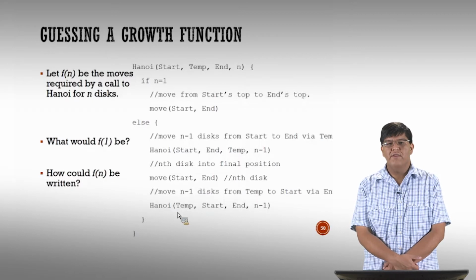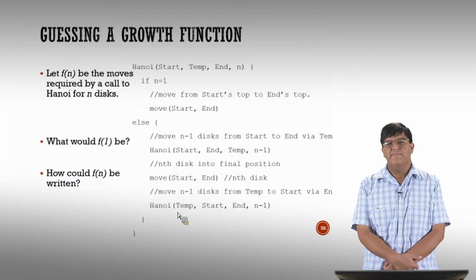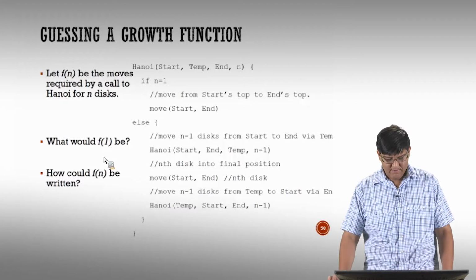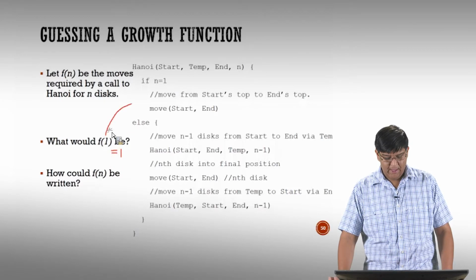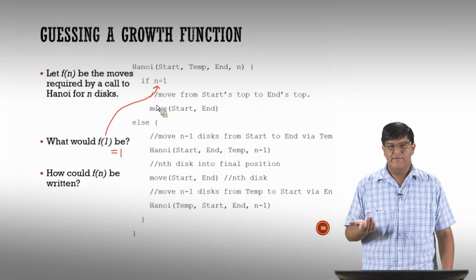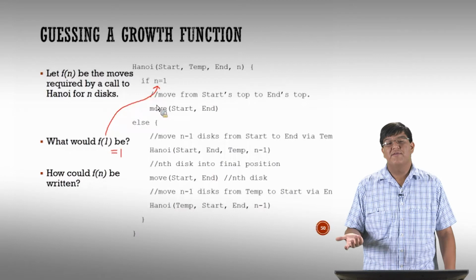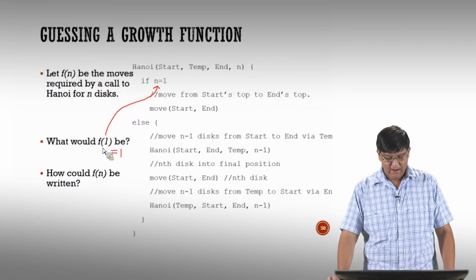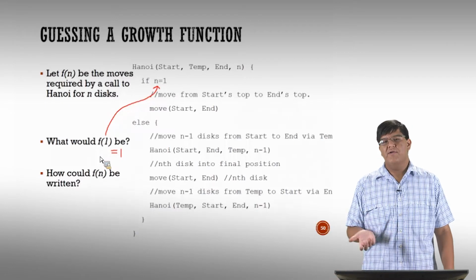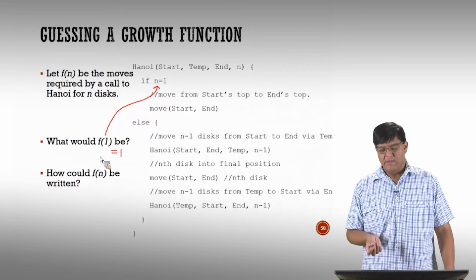What would f of 1 be? What might that be set equal to? Think about that. That's actually going to be set equal to 1. And where that comes from is we see that f of 1 corresponds to this over here, where n is equal to 1. The algorithm says do this, and do this happens to be make one move. So that one move that's made is what should be used for our f of 1 function. So f of 1 equals 1. When the tower is 1 high, I make one move. That's the easy one.